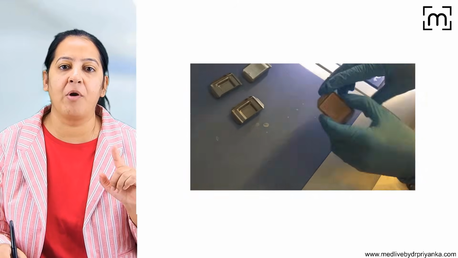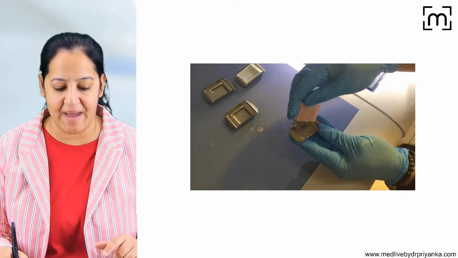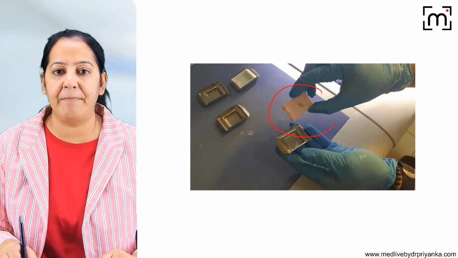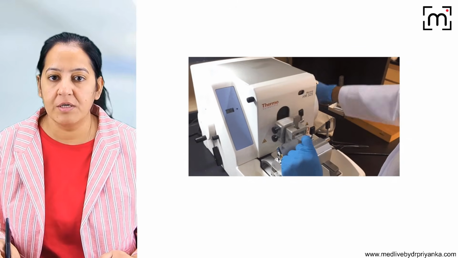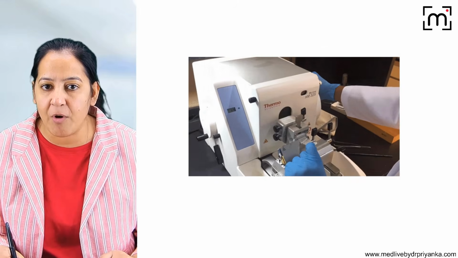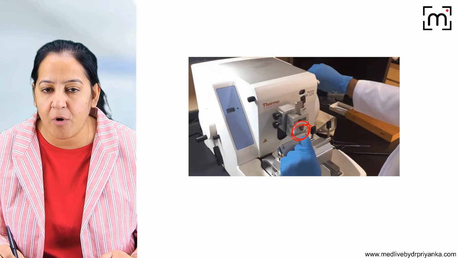Now I'm having a block with a tissue on that. So finally I'm having a paraffin block on which the tissue is there. Now this instrument is known as microtome. So can you see the block? I have fixed the block here. This is my block with tissue.